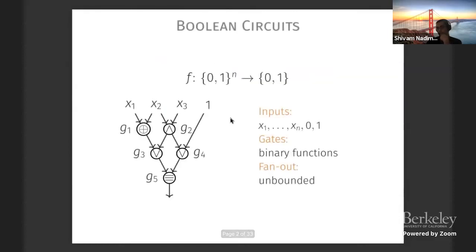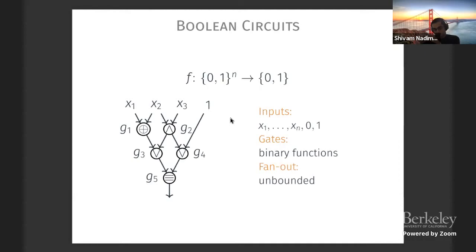Okay, so first let me remind you the computational model we're going to be talking about. This is a model of Boolean circuits. Here we want to compute a function from n bits to 1 bit, and we compute it by a directed acyclic graph that is called a circuit. This graph has n inputs, and every gate computes a Boolean function of 2 Boolean inputs. We do not pose any restrictions on the out-degree, the fan-out, of gates.